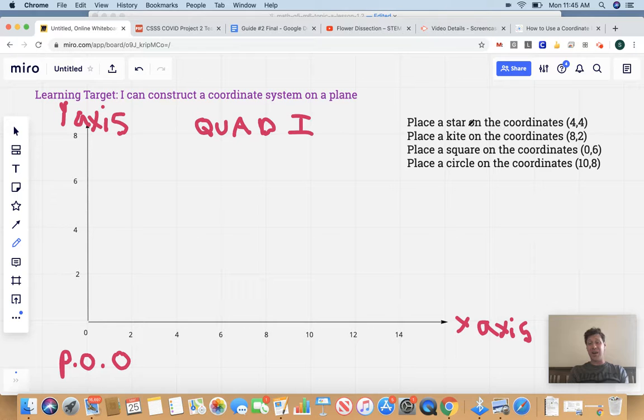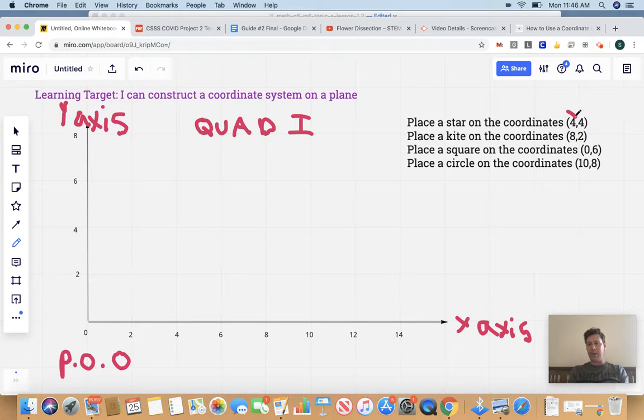And we're going to start to think about, well, how could we plot points on this coordinate graph? How could we put something somewhere on this to show its distance, its relationship to 0? So the first thing I've asked you to do is to place a star on the coordinates 4, 4. These pairings right here are called coordinate pairs, and they have to follow a specific order. Imagine that this is a treasure map. In order to follow the treasure map, you'd have to follow the same directions each time. The same thing is true here.